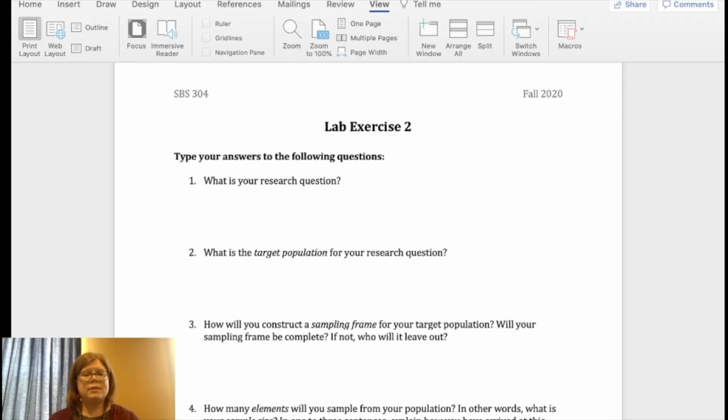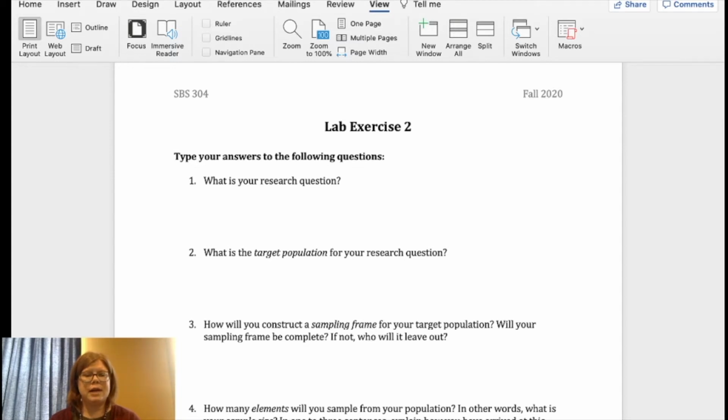Notice that for the rest of the questions, I have some italicized terms. All these italicized terms are terms you should encounter in your textbook and see defined there for you. So if you're having trouble understanding what these terms mean or exactly what I'm looking for, check out Chapter 6 in your textbook and look in the little insets at some of the vocabulary words.